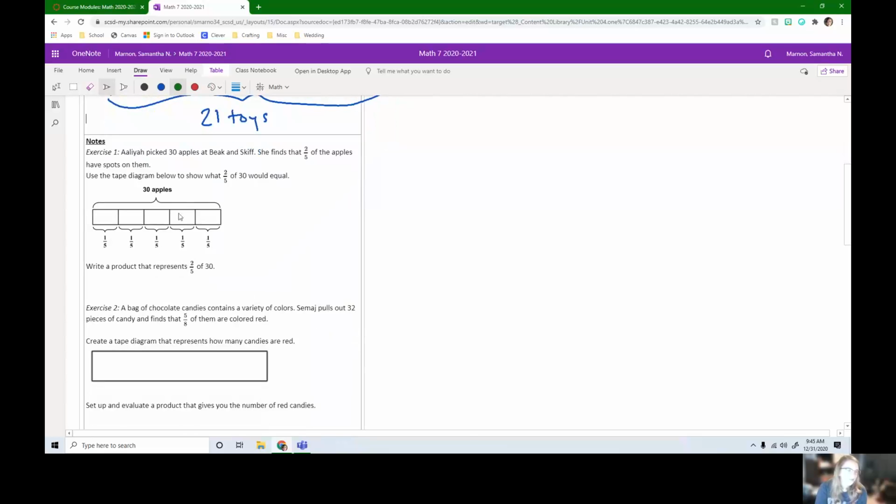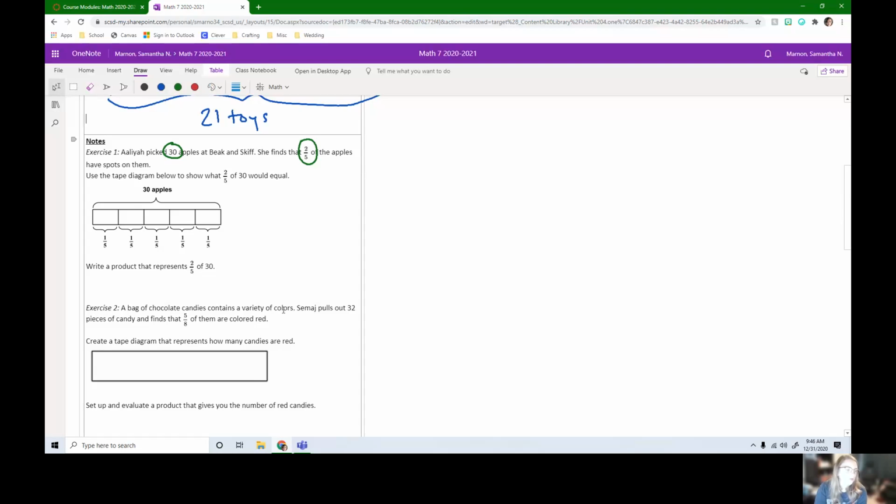So here is our first exercise. Aaliyah picked 30 apples at Beak and Skiff. She finds that 2/5 of the apples have spots on them. So I'm going to circle my numbers. Use the tape diagram below to show what 2/5 of 30 would equal.